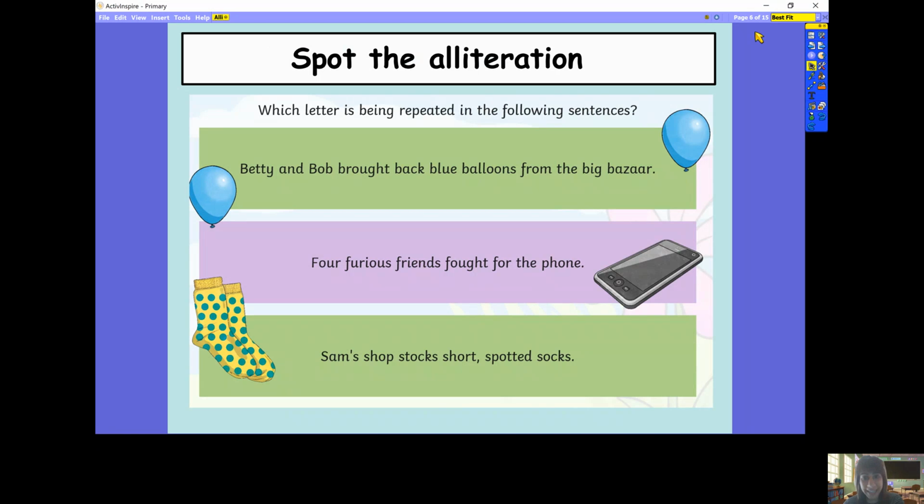So now that we know what alliteration is, have a moment now to listen to me reading the sentences, and I want you to think about which letter is being repeated. So first off, Betty and Bob brought back blue balloons from the big bazaar. So what sound was being repeated there? 4 furious friends fought for the phone. Which sound was being repeated there? And then lastly, Sam's shop stocks short spotted socks.